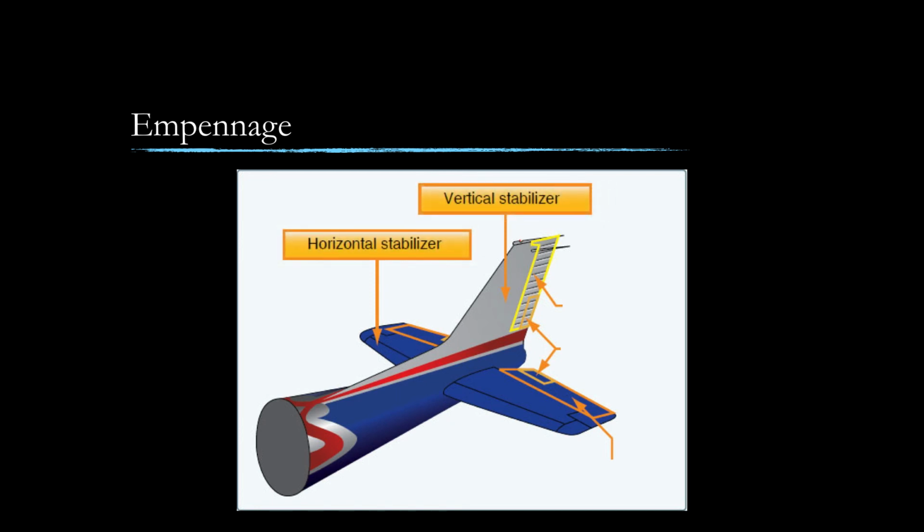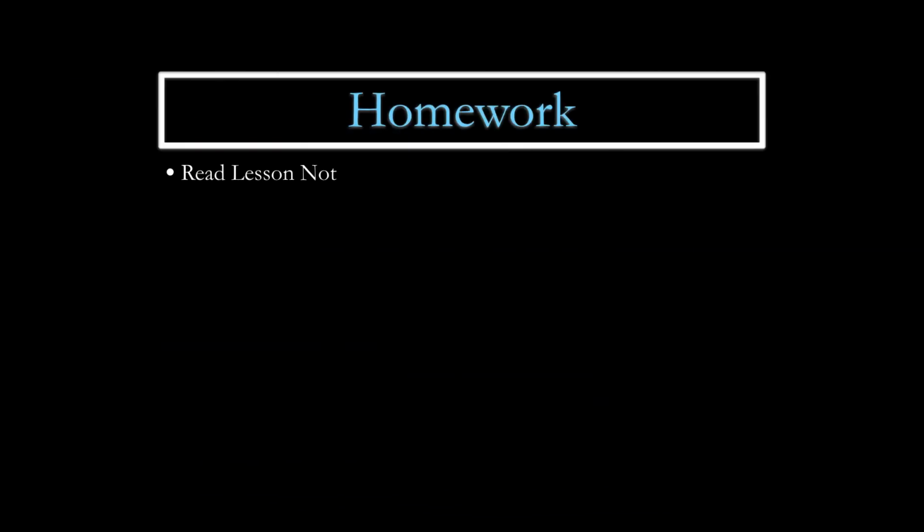The first movable surface is the rudder, which is attached to the back of the vertical stabilizer. It helps move the nose left and right. Then there's the elevator, which is attached to the back of the horizontal stabilizer, and that helps move the nose up and down. And then there's the trim tabs, which are small movable parts that help reduce the control pressures from the pilot.